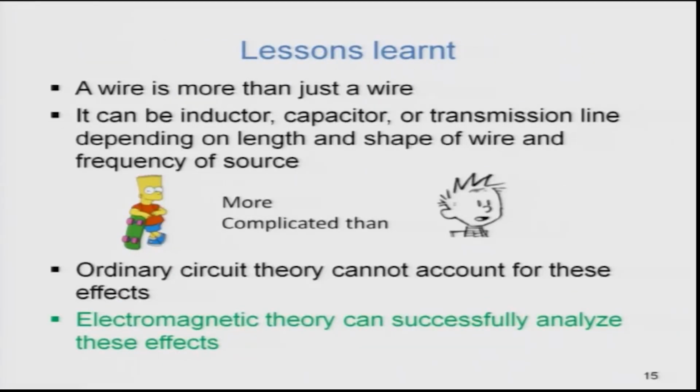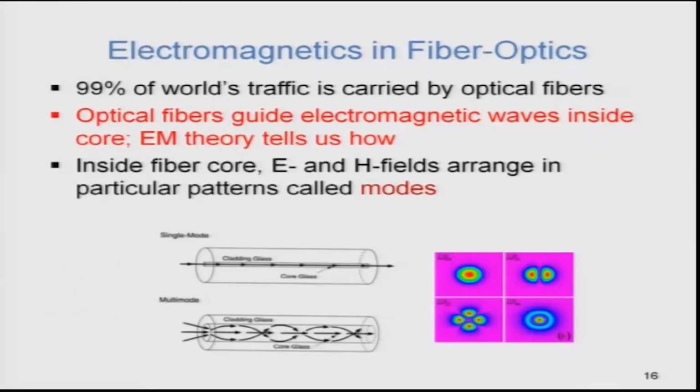So, just to summarize what we have been saying, a wire is more than just a wire, it can be an inductor, capacitor or a transmission line depending on the length and shape of the wire, and frequency of the source. So, electromagnetics is slightly more complicated than just circuit theory. Unfortunately, ordinary circuit theory cannot account for these effects, and electromagnetic theory is the one that can successfully analyze these effects. Therefore, it is important for you to understand electromagnetics.